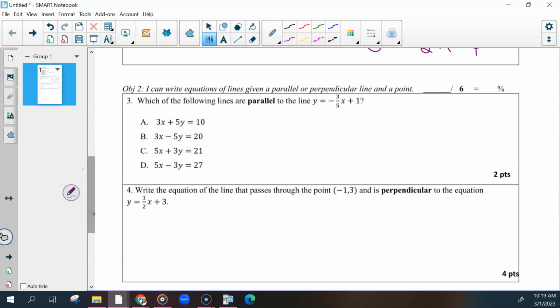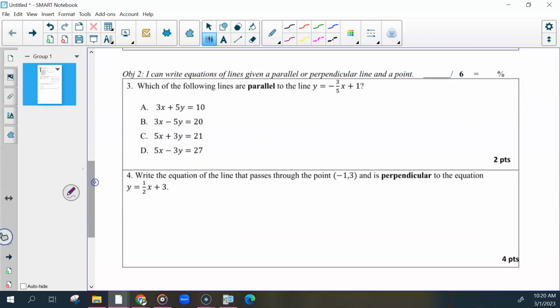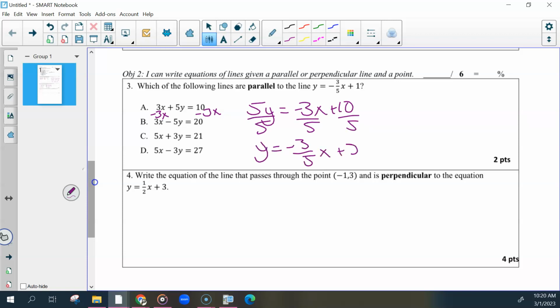And then 3, for the most part, we did fine. It was 4 we mainly had issues with. But you had to find which one of these was parallel. So as long as you showed me some type of work that showed me how you got the answer. Most of you started with the first one, subtracted 3x on both sides, and then divided everything by 5. So you got y equals -3/5x plus 2. The slopes are the same, so that will tell you that one is parallel. So some type of work, and then the correct answer was your 2 points there. Questions on that one?